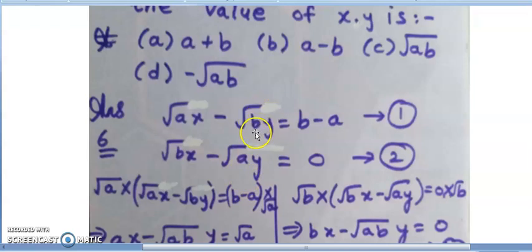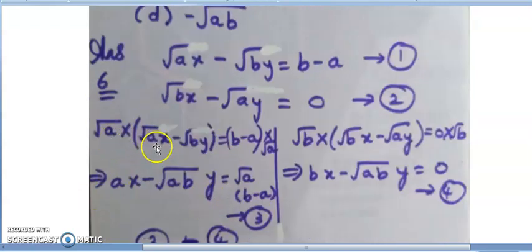If this root b I multiply with root a, I will get minus root ab. And this root a, if I multiply with root b, again I'll get root ab. So then if I subtract, both the equations can get cancelled because here also I have root ab and here also I have root ab. So that only I am doing. The first equation I'm multiplying with root a, so that it becomes root ab.